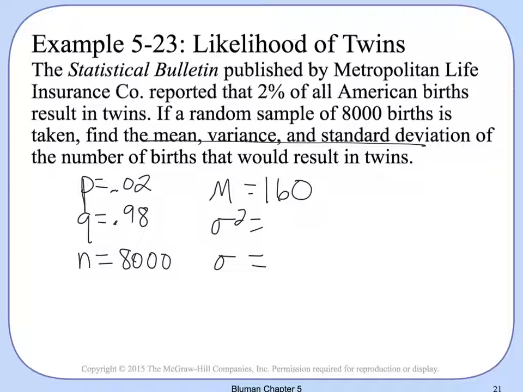Next one. Hannah, you got variance. You can get it. Just multiply all three of these numbers, and don't do like me. Type in 8,000. Yep. 156.8. All right. And Andrew, you have standard deviation.